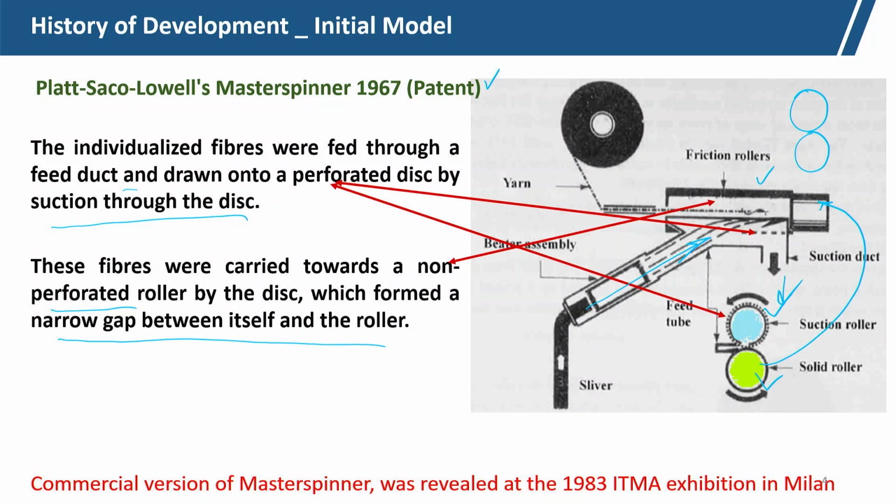So, fibers are deposited on the surface and carried to the nip point, and the direction of both the rollers is the same. Both the rollers are rotating in the anti-clockwise direction, and so the frictional force is generated at the nip point, and from there the yarn is pulled in the perpendicular direction.